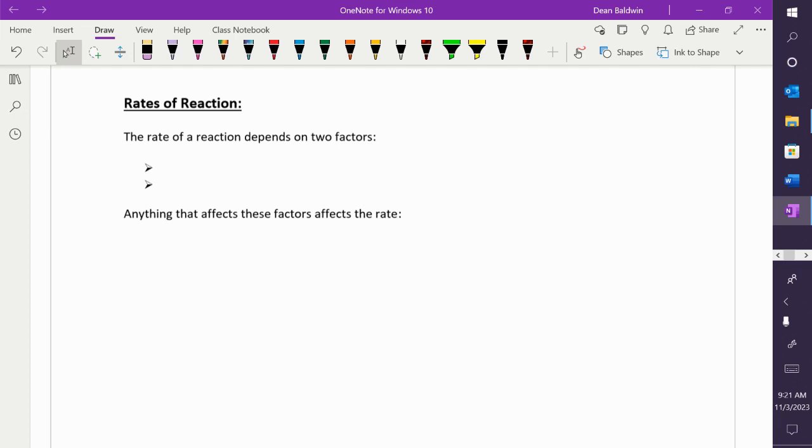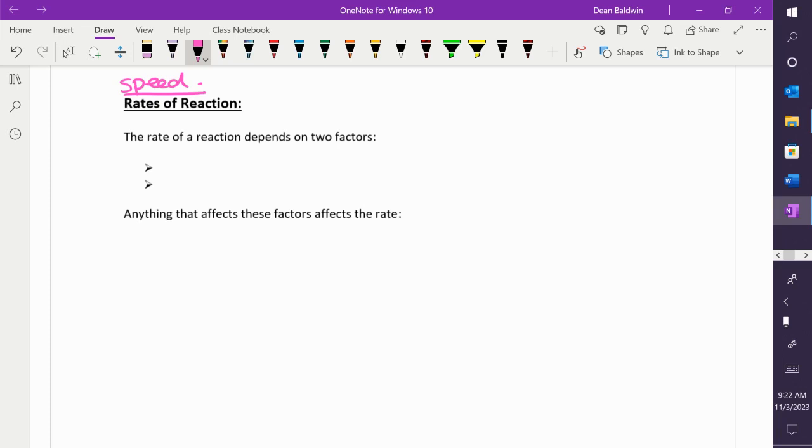Okay. So as soon as you see the word rate, you're talking about the speed. The speed of the reaction. A rate problem is talking about velocity or speed. So how fast a reaction occurs. Some reactions are slow, some reactions are faster. How can we speed it up?